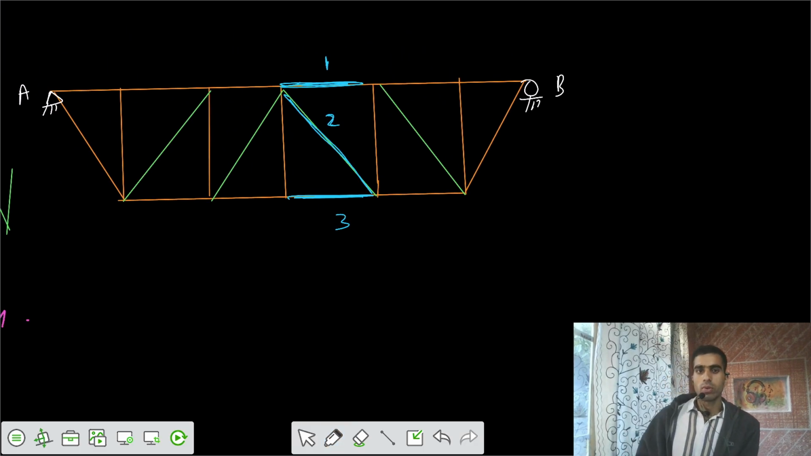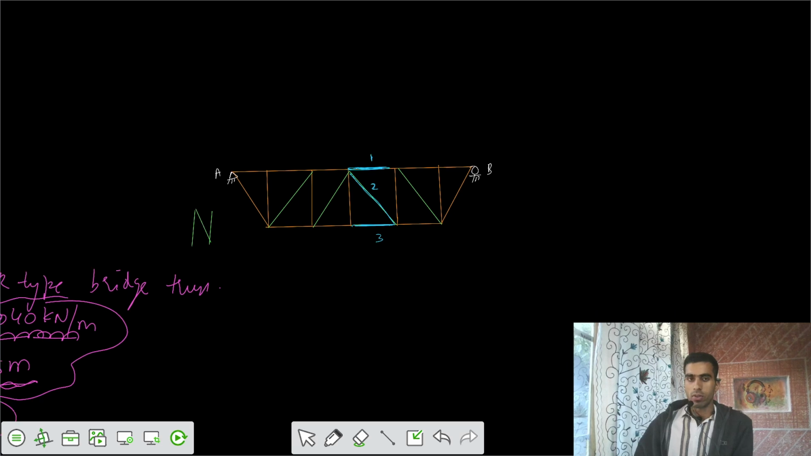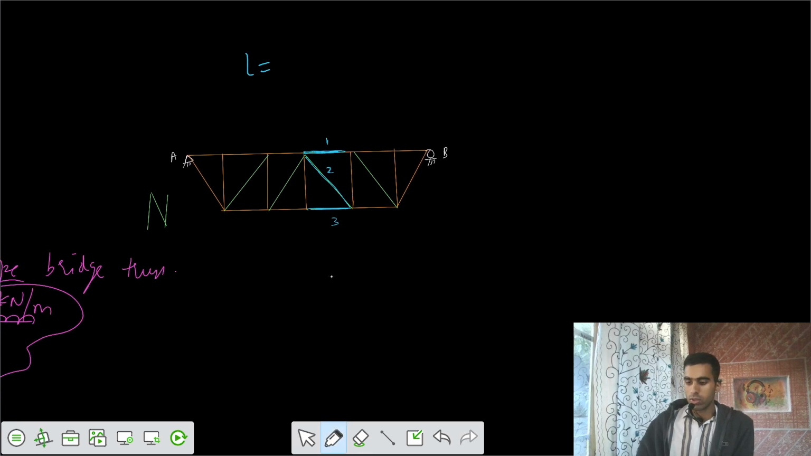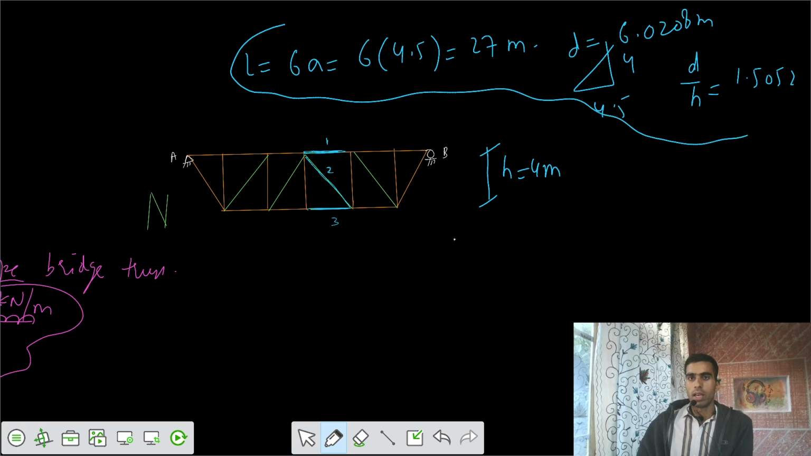Now can you get those ILDs for these three members? Let's say that total length is L equals 6A and value of A is 4.5. So overall value is 4.5 into 6, that's 27 meter, and height H equals 4 meter. So you have this 4 meter, this is 4.5. So you can get the diagonal equals 6.0208 meter, and you can get the value of D by H also, that's 1.5052. So this data we already have.